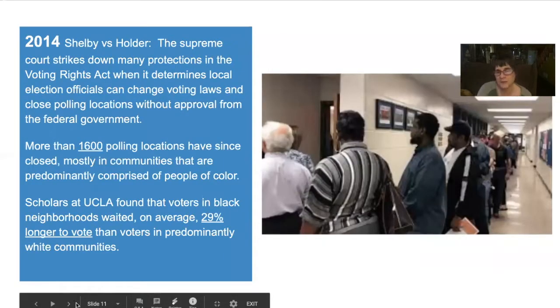Then in 2014, we have a real blow to voting rights, and that is a Supreme Court case that's decided, the case of Shelby versus Holder, and they strike down many of the protections in the Voting Rights Act when it determines that local election officials can change voting laws and close polling locations without approval from the federal government. More than 1,600 polling locations have since closed, mostly in communities that are predominantly comprised of people of color. Scholars at UCLA found that voters in Black neighborhoods waited on average 29% longer to vote than voters in predominantly white communities.